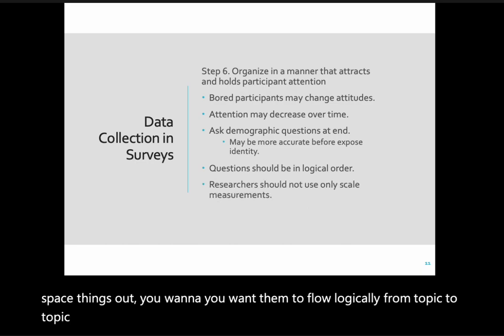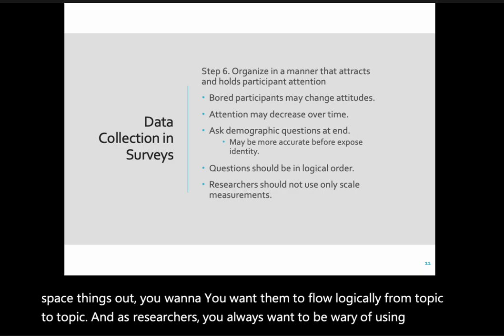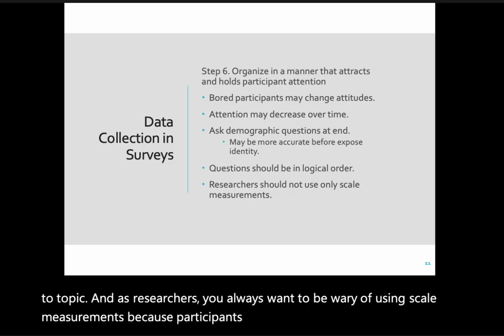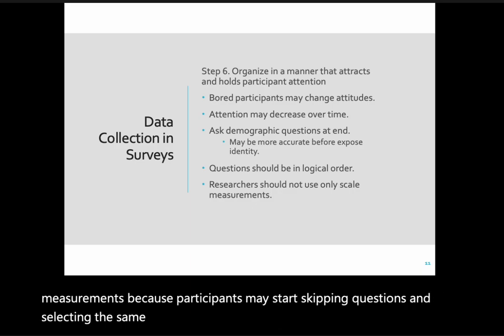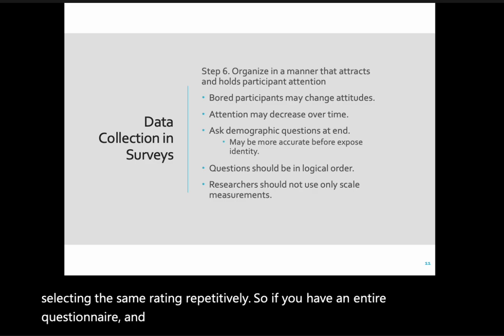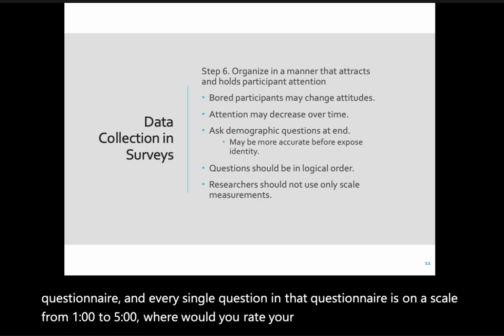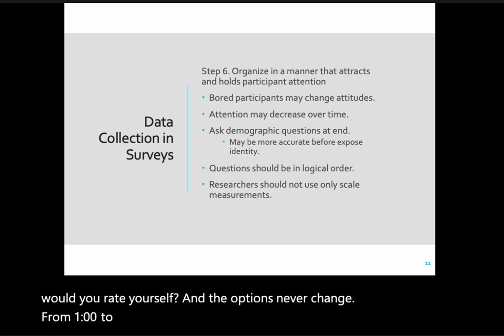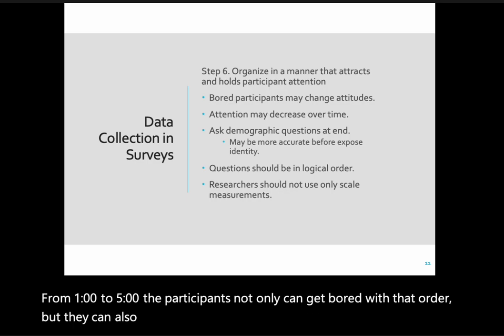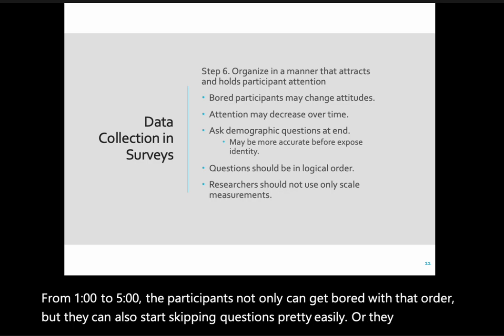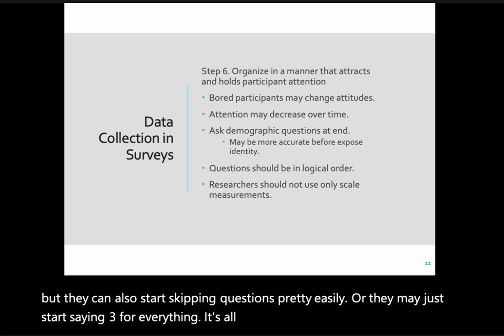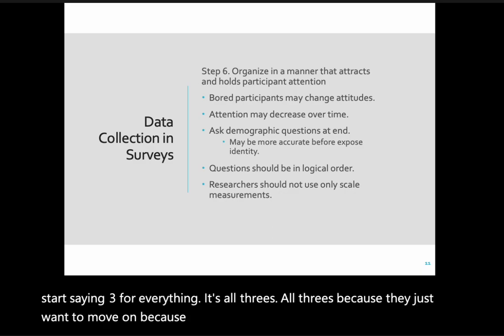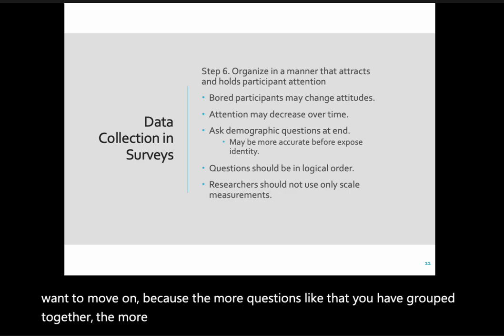And as researchers, you always want to be wary of using scale measurements because participants may start skipping questions and selecting the same rating repetitively. So if you have an entire questionnaire and every single question in that questionnaire is on a scale from 1 to 5, where would you rate yourself, and the options never change from 1 to 5, the participants not only can get bored with that order, but they can also start skipping questions pretty easily, or they may just start saying 3 for everything. It's all threes, because they just want to move on, because the more questions like that you have grouped together, the more monotonous and repetitive they get.